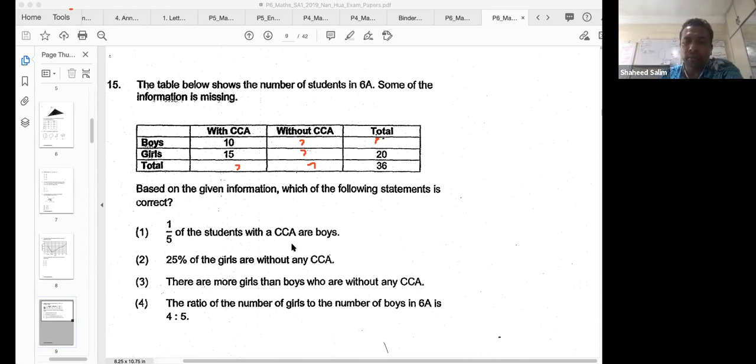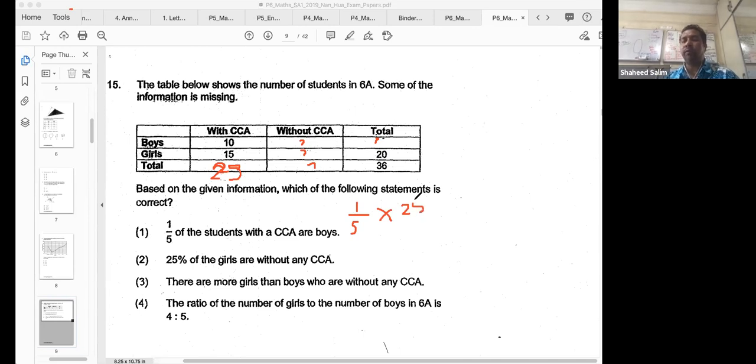1/5 of the students with CCA are boys. Students with CCA, the total you can calculate. Why? Because you got how many boys with CCA? 10. How many girls with CCA? 15. So now you can have 25, not a problem. Now 1/5 of the students with CCA are boys. What is 1/5 of those in the CCA?